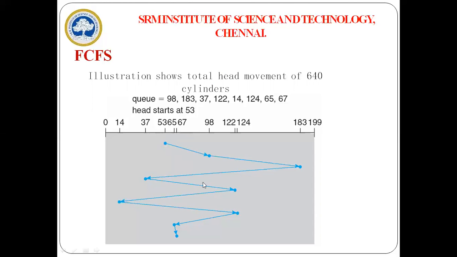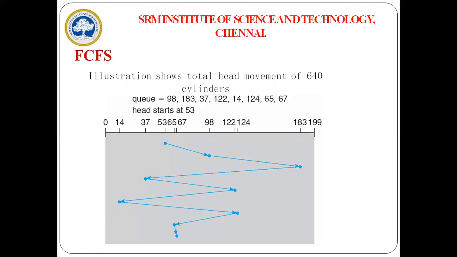So likewise, this is going to be given the request. Okay, so if you take the total head movement for this example, it's totally 640 cylinders that the head is going to be moved. Here and there it's moving, right? So that calculation is totally 640 cylinders it's moving.